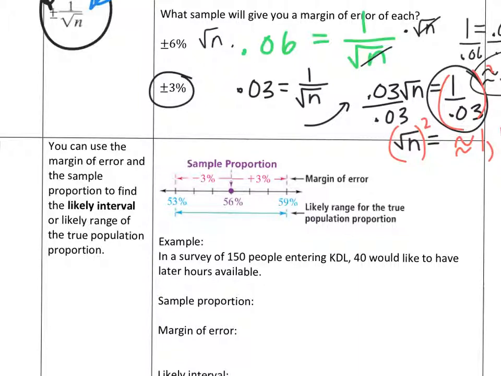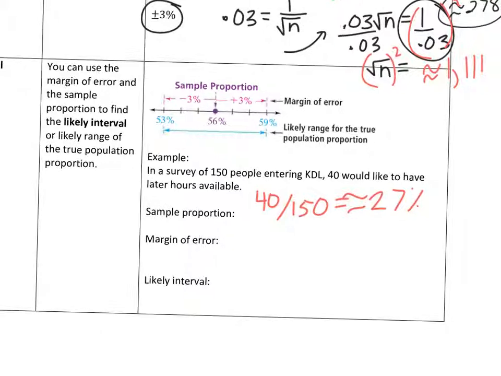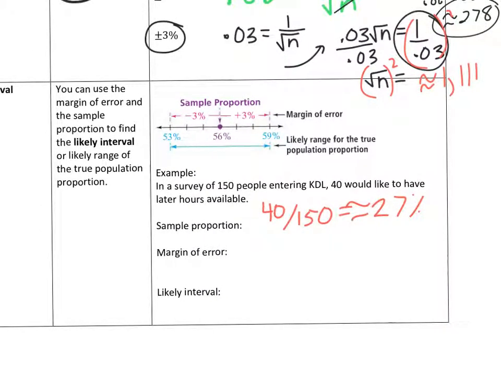So an example: in a survey of 150 people, 40 would like to have later hours available. So I'm going to do 40 divided by 150. 40 divided by 150 is about 27%, so I'll put about 27%. That's our sample proportion. Our margin of error is going to be 1 over the square root of 150, the number of people that we asked. And remember, it's plus or minus. Don't forget to put the plus or minus. So I calculate that, and that is approximately 8%.